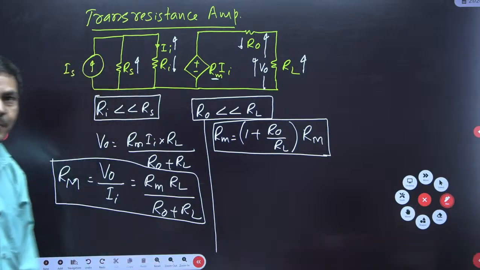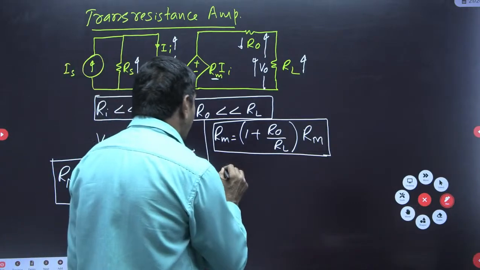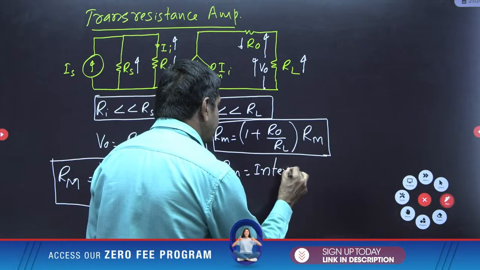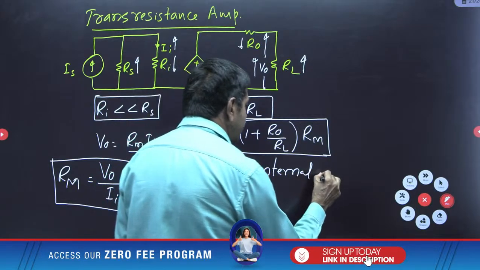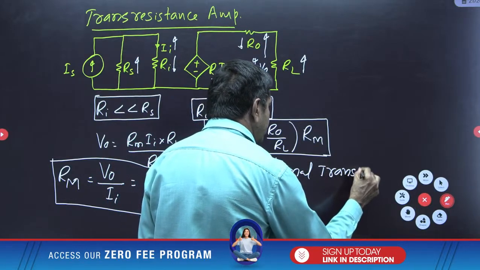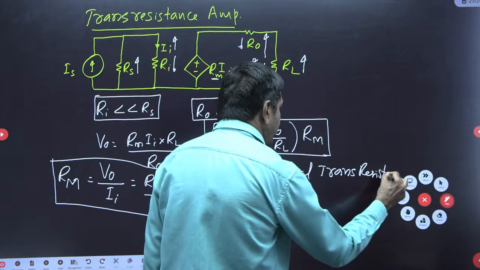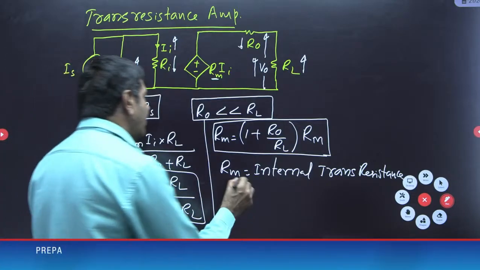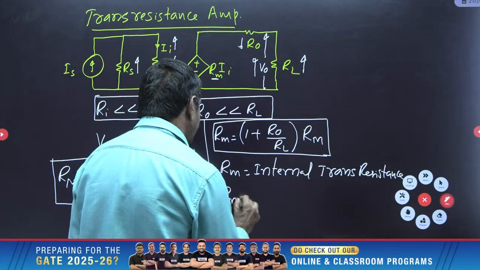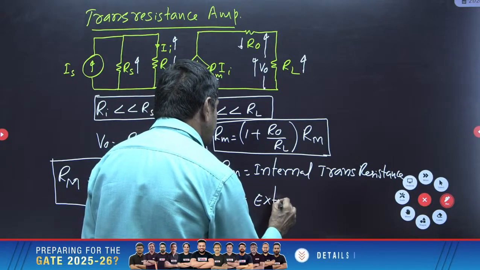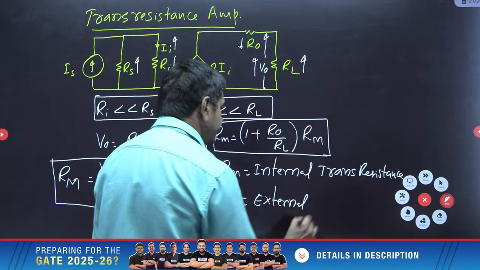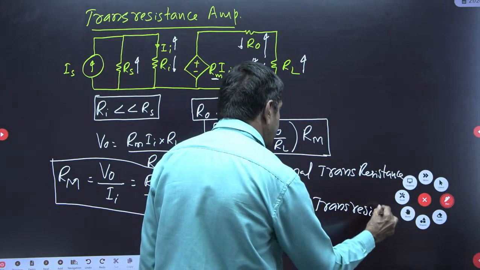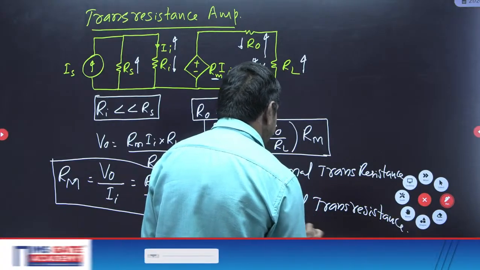These questions are also asked. But here we know very well that small m is given the name internal transresistance. One more name you know very well, I will not give here now. And capital M is called the external transresistance. These are all very important here.